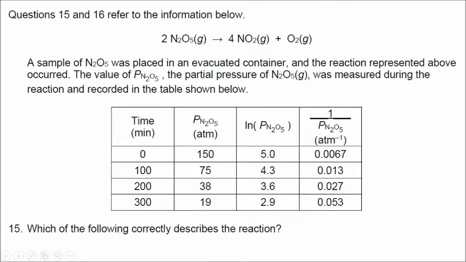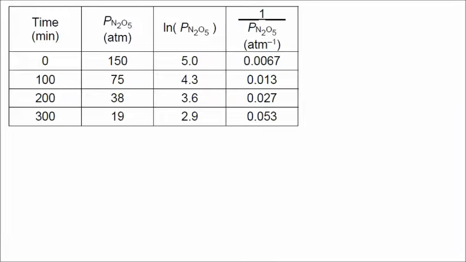So for number 15, we have some data. They've already done the math for us. This is not concentration versus time, but since we're talking about gases, the pressure is monitored over time. And that's still fine in terms of comparing the disappearance of N2O5 over time. We have pressure values, but we can still treat this as if it were concentration. Which of the following correctly describes the reaction?